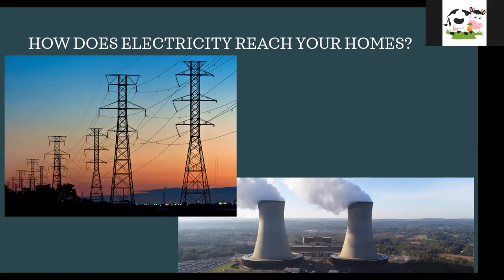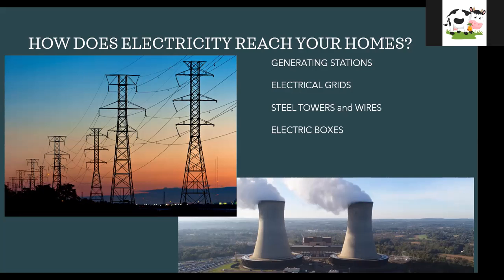Very good. That's pretty much the gist of it. So there's a pathway where the electricity travels. It starts from the generating stations. Like you said, there is nuclear power, and then there are different ways that electricity is generated. Then it goes through these towers and wires called electrical grids. These are all steel towers, and then it goes to boxes. So there are common electric boxes, and then it comes to your homes so that you can plug something into the wall and use electricity.